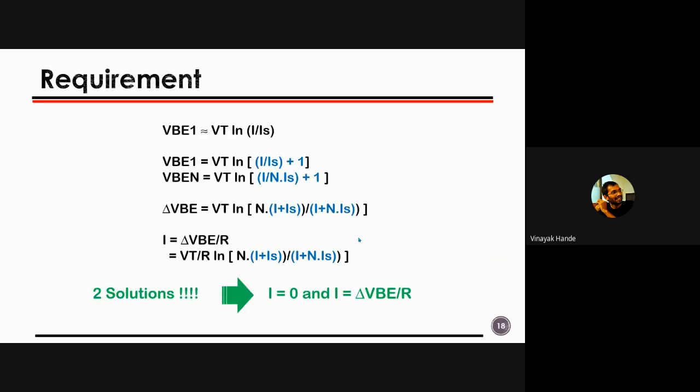Right. What is the requirement? There are two requirements, as we said, because for evaluating the values, I will get the current flowing through the loop having two values. In fact, not two values, two solutions: I is equal to 0, and I is equal to delta V by R, right?